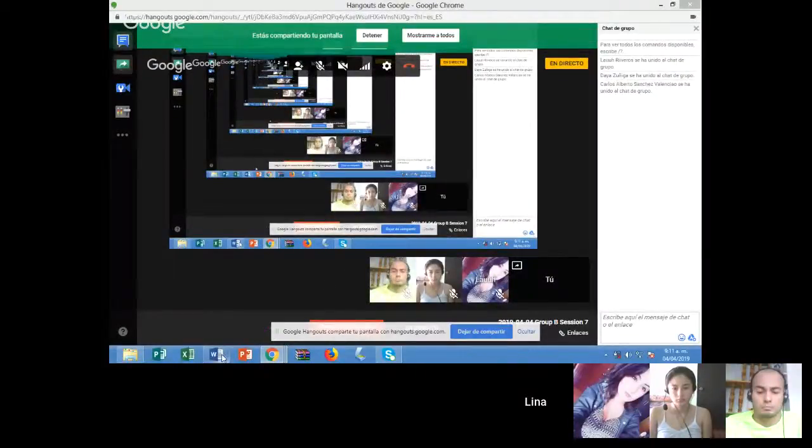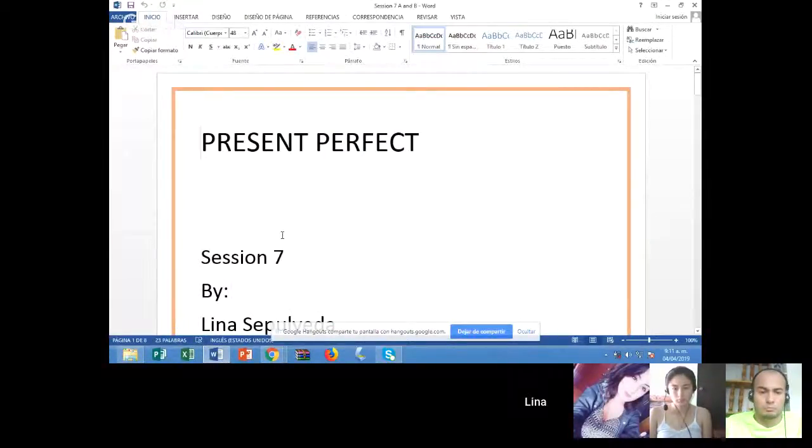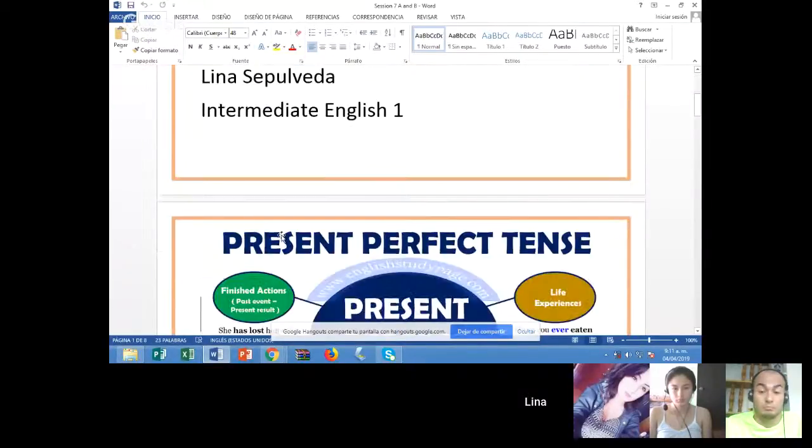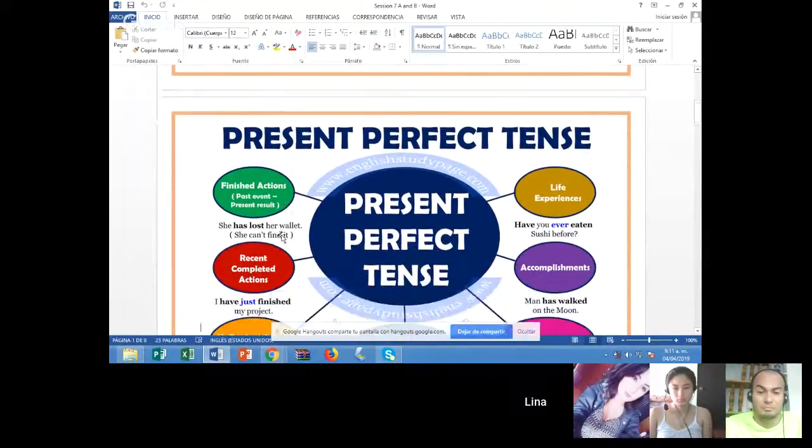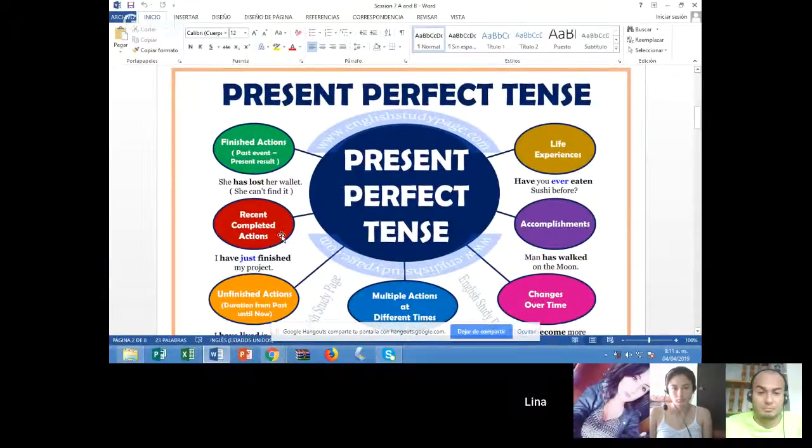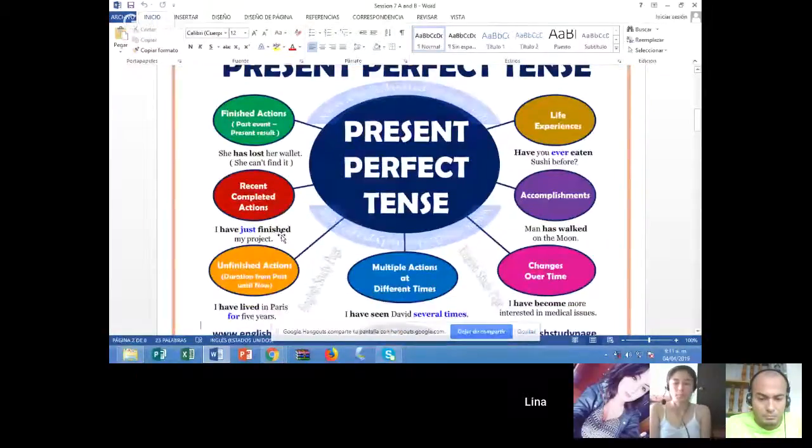Let me share my screen. So this is our session number 7. The present perfect tense is used with finished actions, past events and present results. She has lost her wallet. Present completed actions. I have just finished my project. Unfinished actions, duration from past until now. Multiple actions at different times.